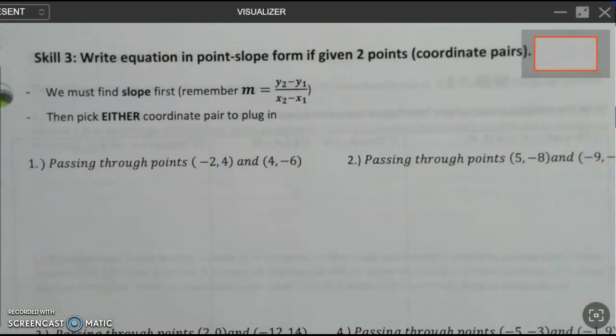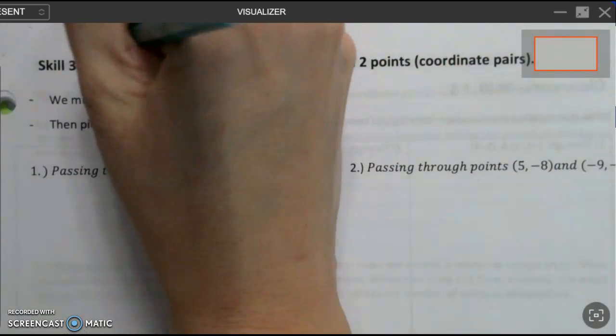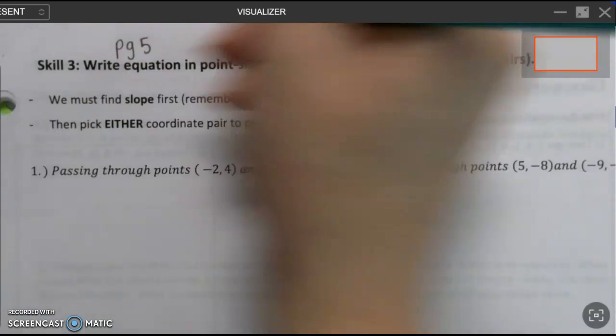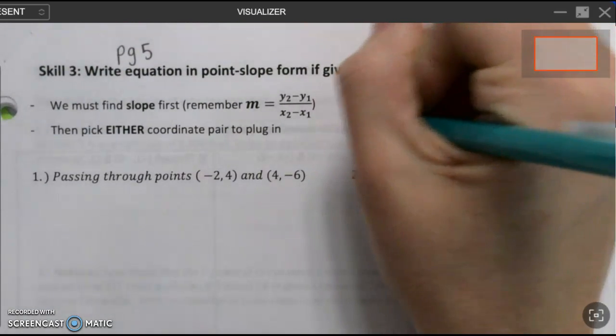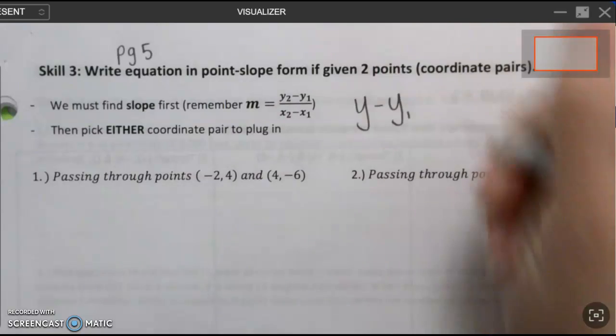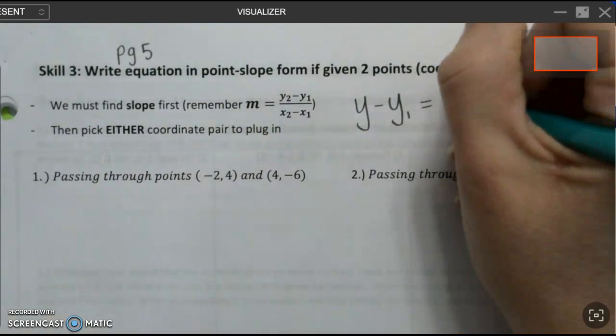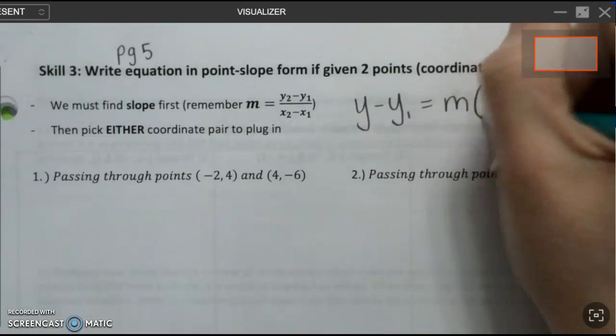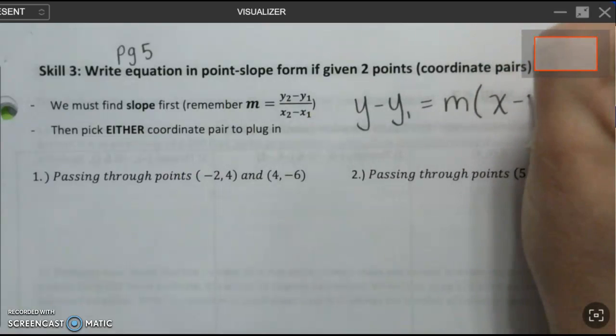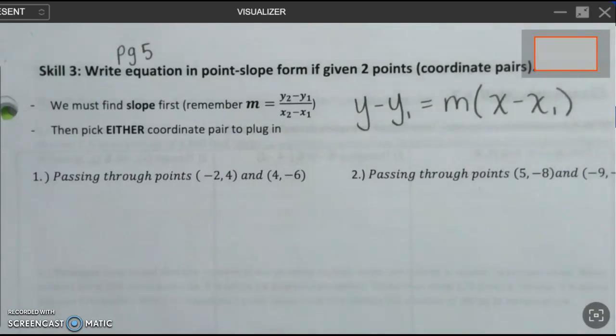All right, this is on page 5. So page 5, we're still going to do this form. I'm going to write it at the top of the page: y minus y1 equals slope times x minus x1. That's the form we used all yesterday. Brand new form yesterday, but we're still using that form.